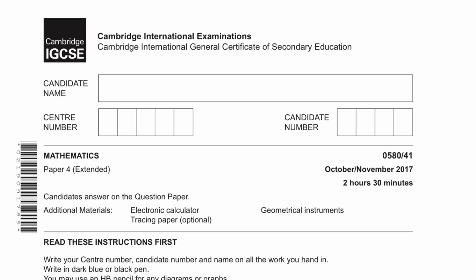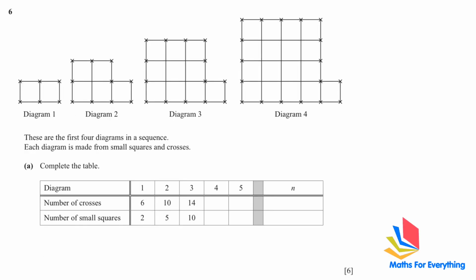Today we are going to solve Cambridge IGCSE Mathematics Paper 4 Extended 0580 Variant 41 October-November 2017. Question number 6 onwards. So question number 6, this is a sequence question. These are the first 4 diagrams in a sequence. Each diagram is made from small squares and crosses.